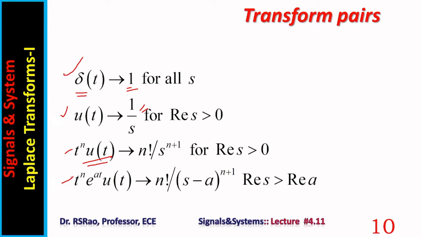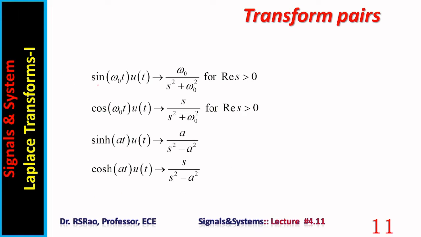Then we consider another function, t power n e power at u of t. For this, the Laplace transform is n factorial divided by (s minus a) power n plus 1. Here we consider trigonometric and hyperbolic functions. Laplace transform of sine omega naught t u of t is omega naught by s square plus omega naught square. Similarly, for cos omega naught t u of t, the transform is s by s square plus omega naught square.